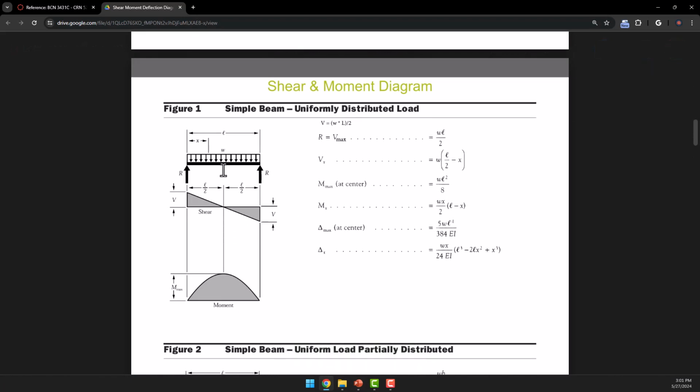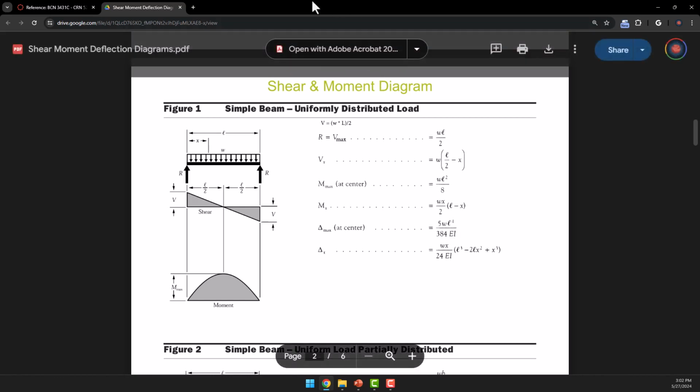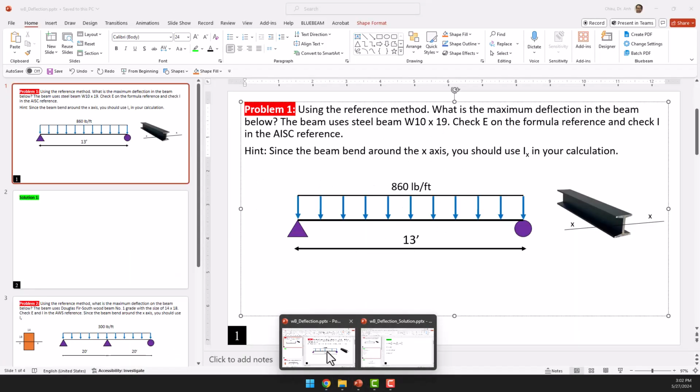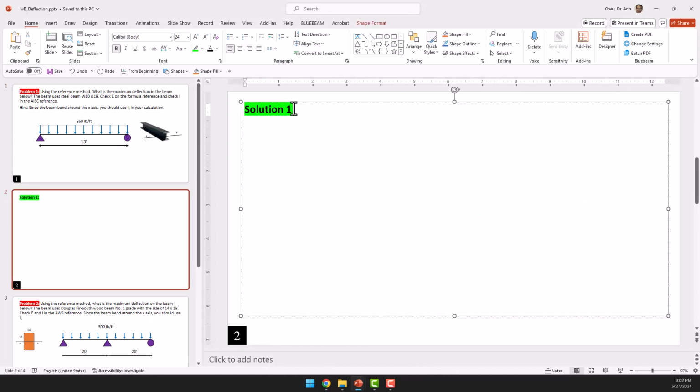So I see that figure 1 over here is very similar to the one we need. And if I check the deflection, denoted by the delta over here, you see the delta max is at the center, which means the maximum deflection is at the center, with the value 5WL to the power of 4 divided by 384 EI. So I'm going to copy that formula here.